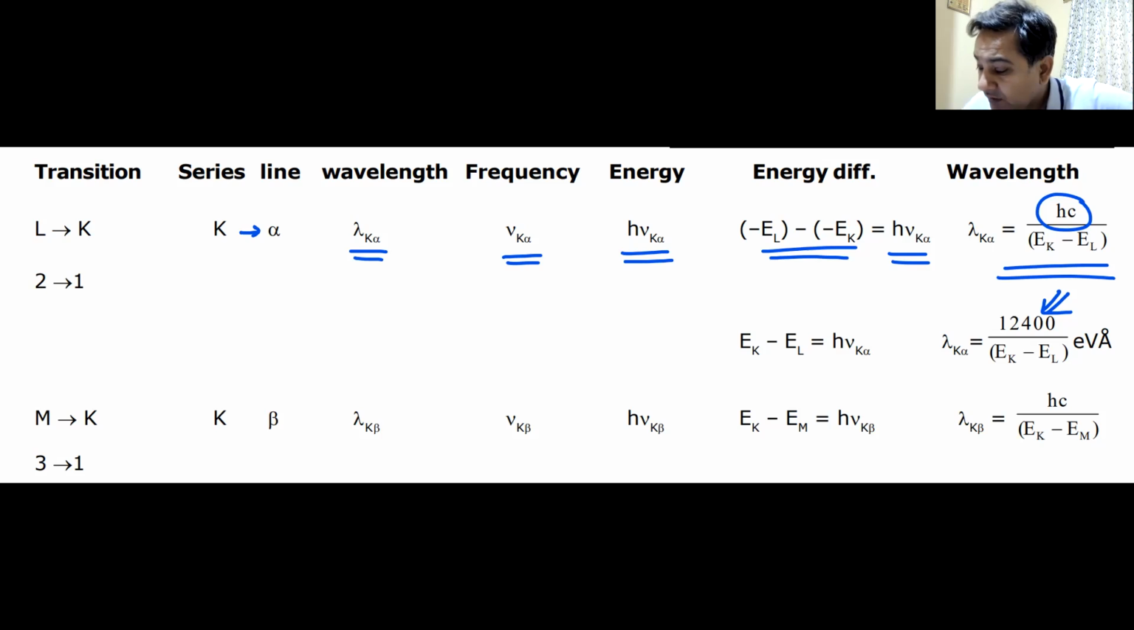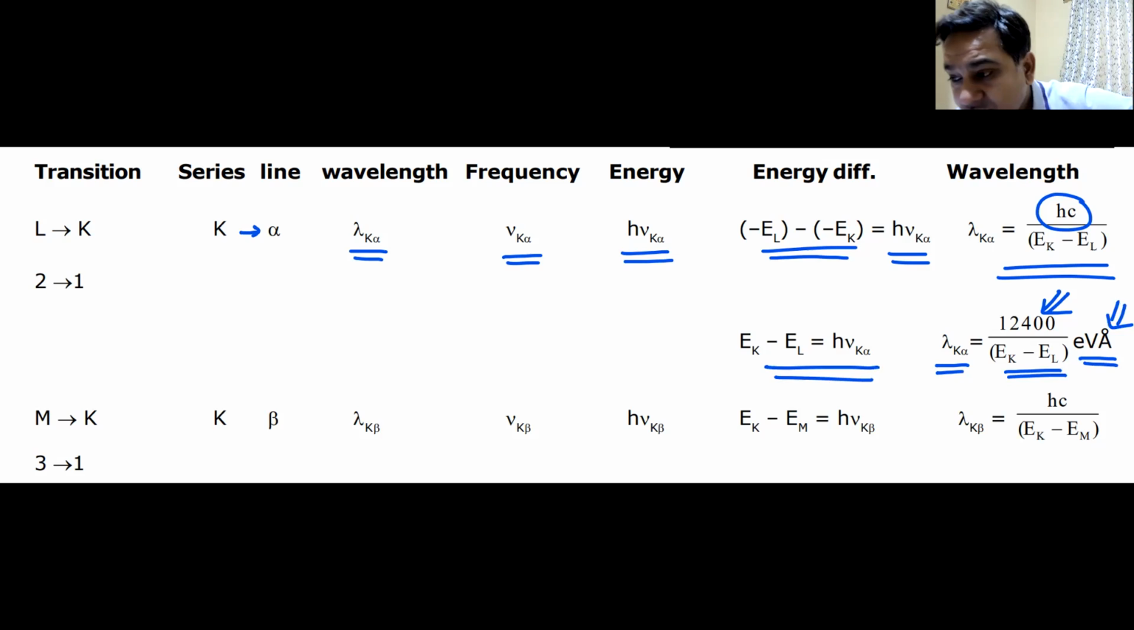We divide this by the energy of K shell minus the energy of L shell. We will get the wavelength of the K alpha series, and the energy should be in electron volts, then the answer will come in Angstrom units. Do we understand this? This is the formula that you remember for lambda of K alpha series: 12,400 divided by EK minus EL.